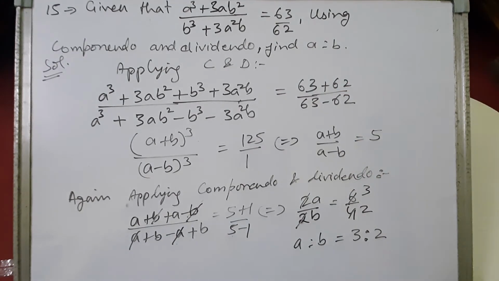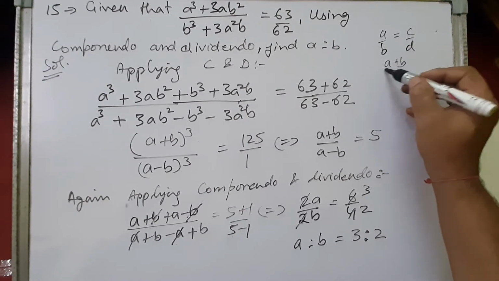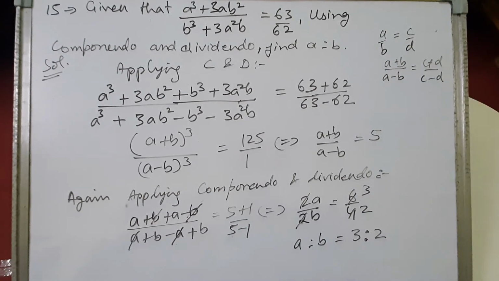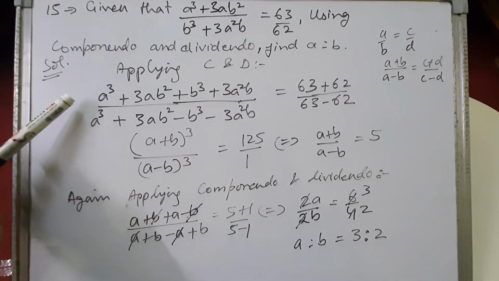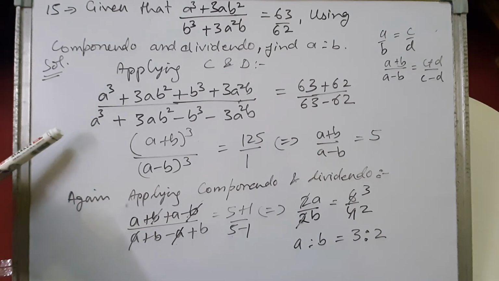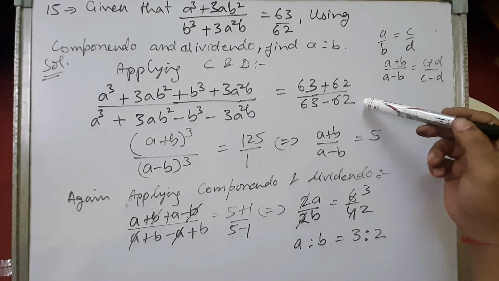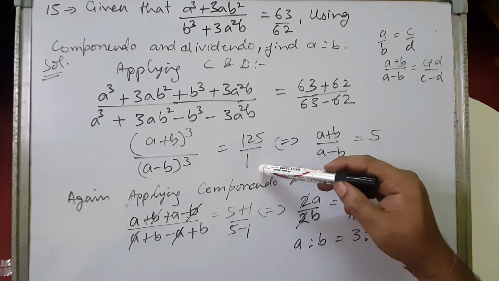What is componendo and dividendo? If it is written A upon B equals C upon D, then when we apply componendo and dividendo, it will get A plus B upon A minus B equals C plus D upon C minus D. So when we apply componendo and dividendo here, considering this whole numerator as A and this whole denominator as B, we'll get (A cube plus 3AB square plus B cube plus 3A square B) upon (A cube plus 3AB square minus B cube minus 3A square B). And this side will get 63 plus 62 upon 63 minus 62. So this sums up to 125 upon 1.